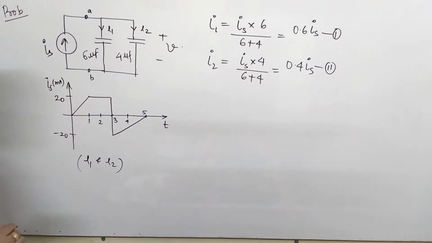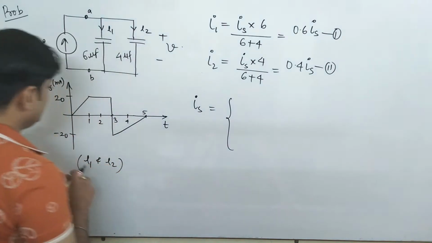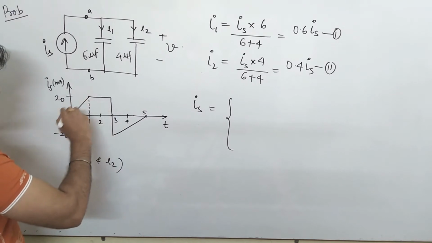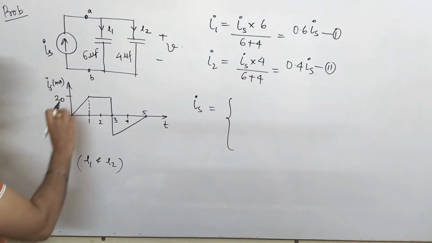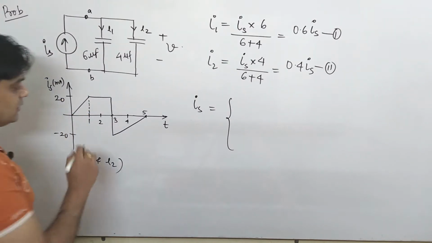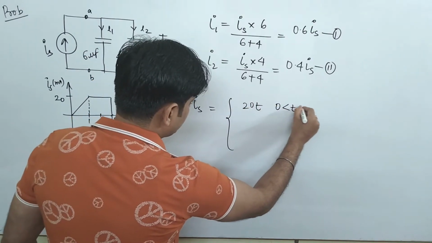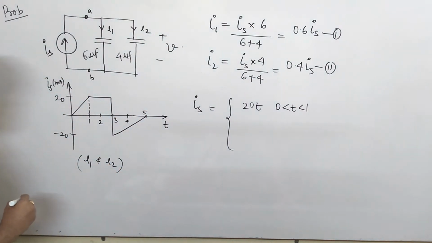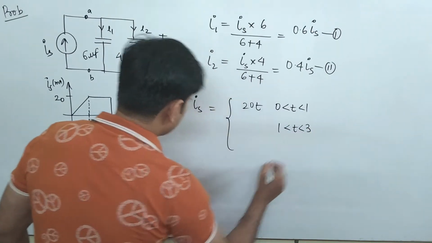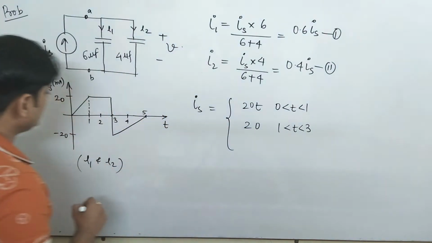Now we have to find the value of IS first. So we will see what IS is. That is more important. If you see, between 0 to 1, this is a slope. So you can say this slope comes to be 20, because y by x is 20 by 1, which is 20. Since it is a ramp signal, it is 20t between 0 to 1. Now from 1 to 3, if you see, the value is constant at 20.